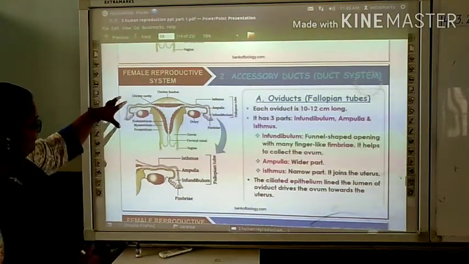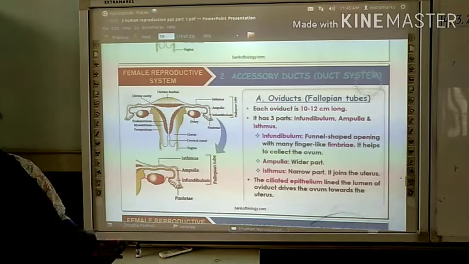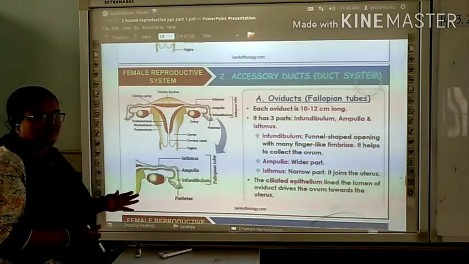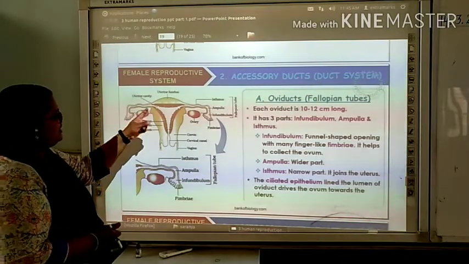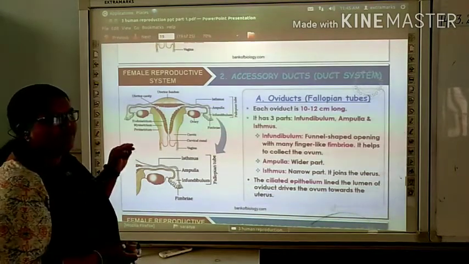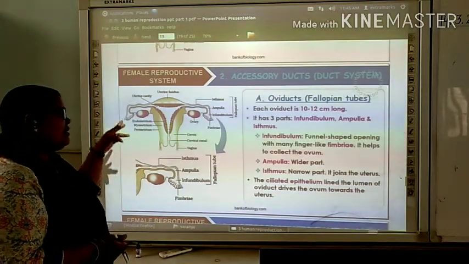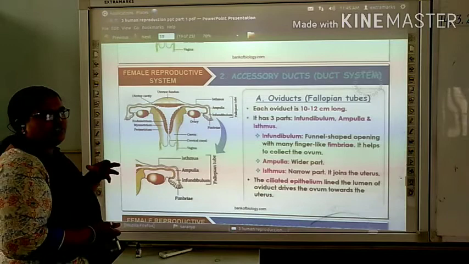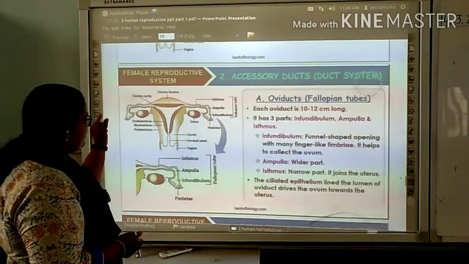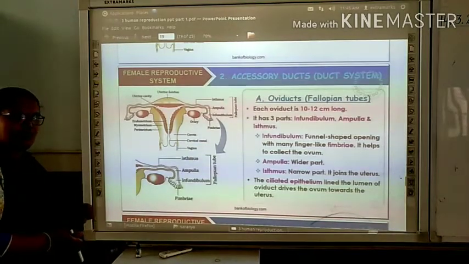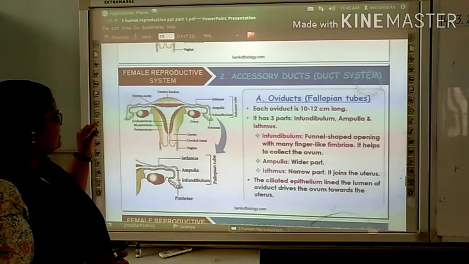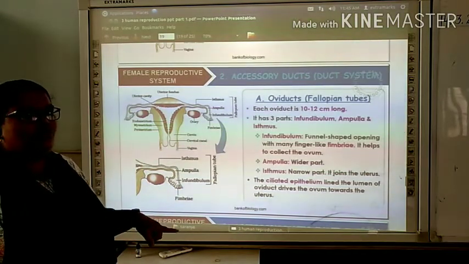So once again, the oviduct, or fallopian tube, is divided into three parts. We can say four also, but three is the correct one. The first part is the infundibulum, a funnel-shaped opening with finger-like projections called the fimbriae, which help in the collection of the ovum. This leads to the wider part, the ampulla, which leads to the narrower part, the isthmus, which joins the uterus.